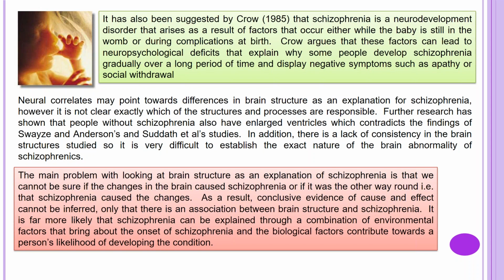As a result, conclusive evidence of cause and effect cannot be inferred, only that there is an association between brain structure and schizophrenia. It is far more likely that schizophrenia can be explained through a combination of environmental factors that bring about the onset of schizophrenia and biological factors contributing towards a person's likelihood of developing the condition.